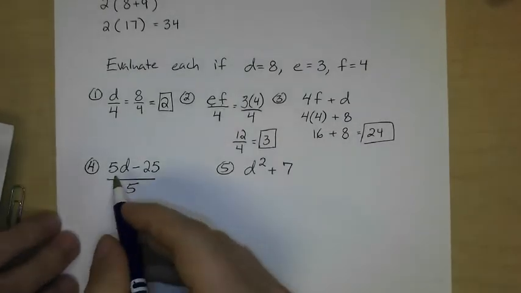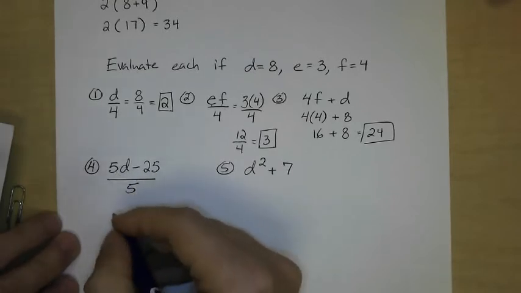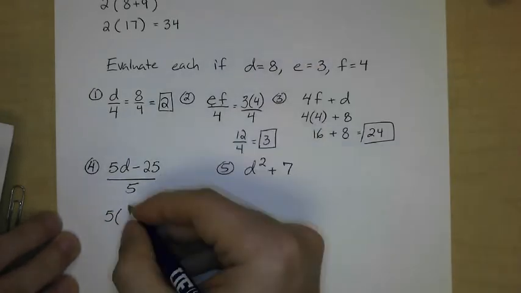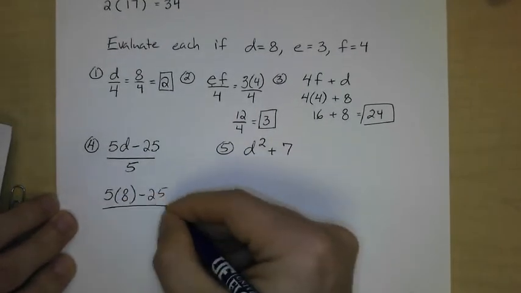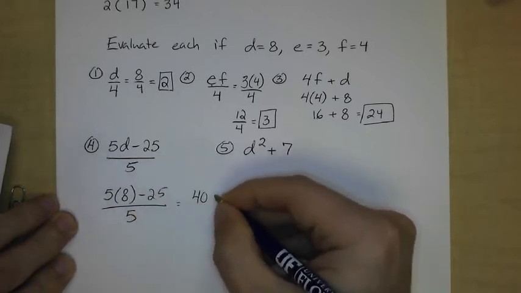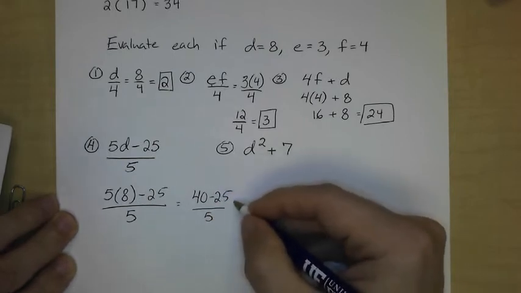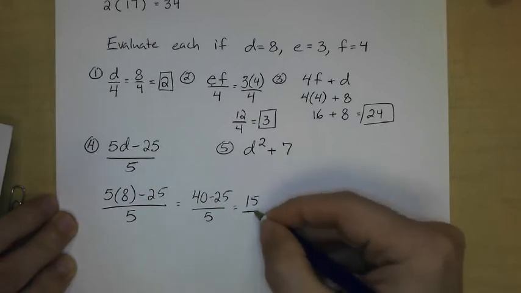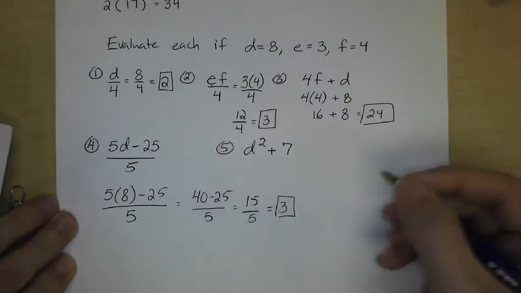For this one right here, we have 5 times d minus 25, and then all of that is divided by 5. So first we have 5 times d, and d was equal to 8, minus 25, all that divided by 5. Well, 5 times 8 is going to be 40, so we have 40 minus 25 divided by 5. And 40 minus 25 is going to be 15, so we have 15 divided by 5, and 15 divided by 5 is going to equal 3. So there's our answer for that one.